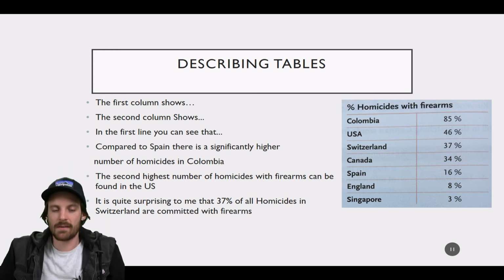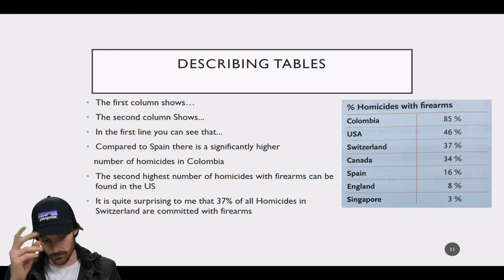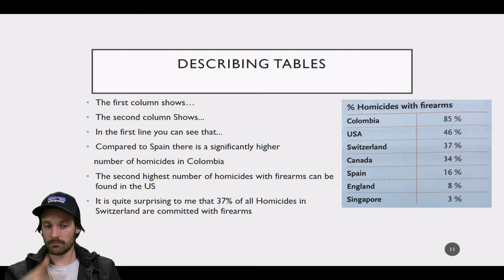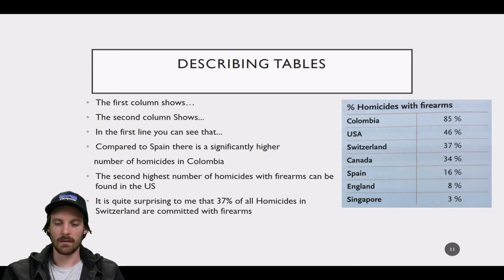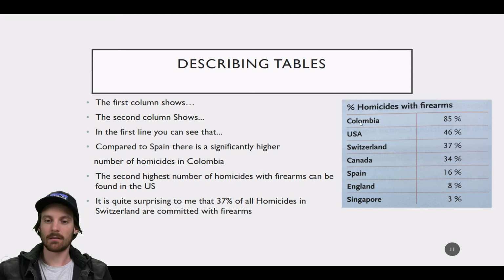In this case, I think tables are the most difficult type of charts, graphs, and so on to describe, and therefore I've prepared again some phrases that might help you to overcome any fears that are associated with describing tables. You can use the phrase like the first column shows, so just a very, very easy description of the table. And you just start off with the first column shows or the second column shows. Then the first line, you can see that Colombia, blah blah blah blah.